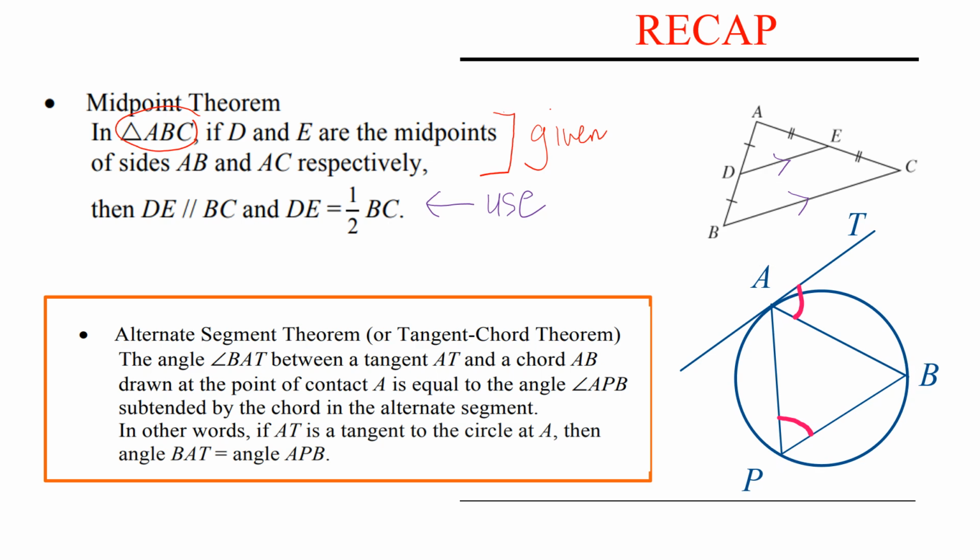Or you can look at it the other way around. The highlighted angle, let's call this Z. So ZAP is equal to ABP. And this theorem is called the alternate segment theorem or the tangent chord theorem. Right, I'm going to show you how we can actually recognize the angles using the alternate segment theorem.